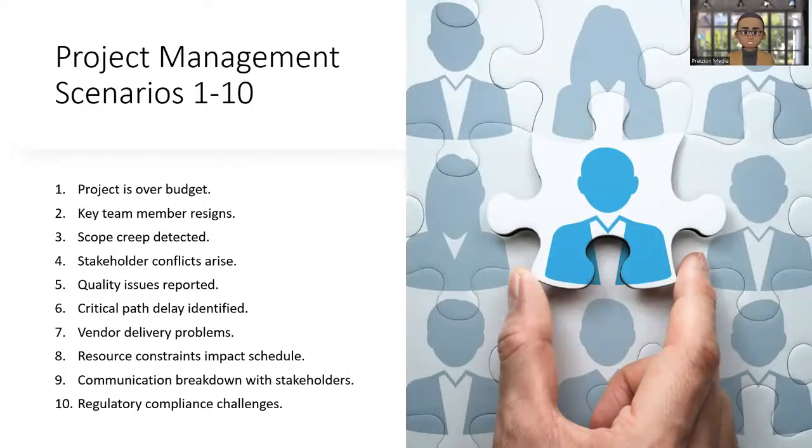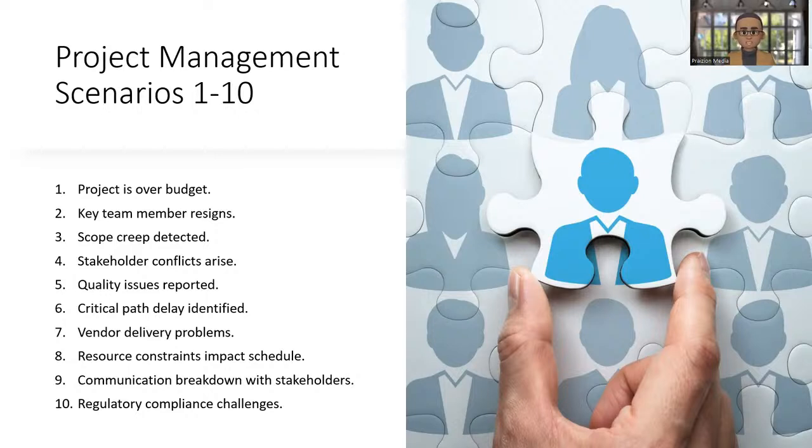You are a project manager on a project that is over budget. What do you do next? Or a key team member resigns. What should you do next? Scope creep is detected. Stakeholder conflicts arise. Quality issues are reported. What do you do next? Critical path delays are identified.